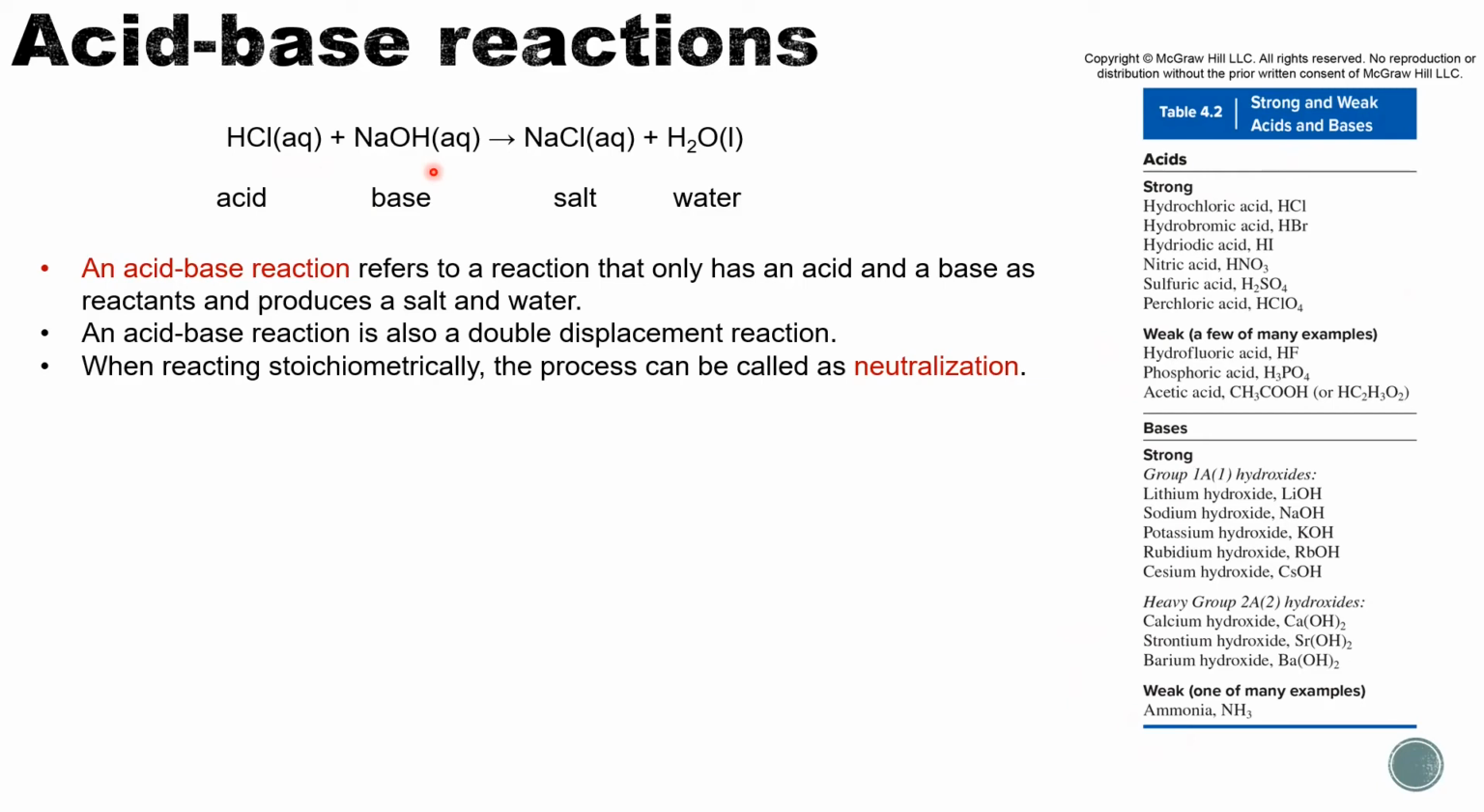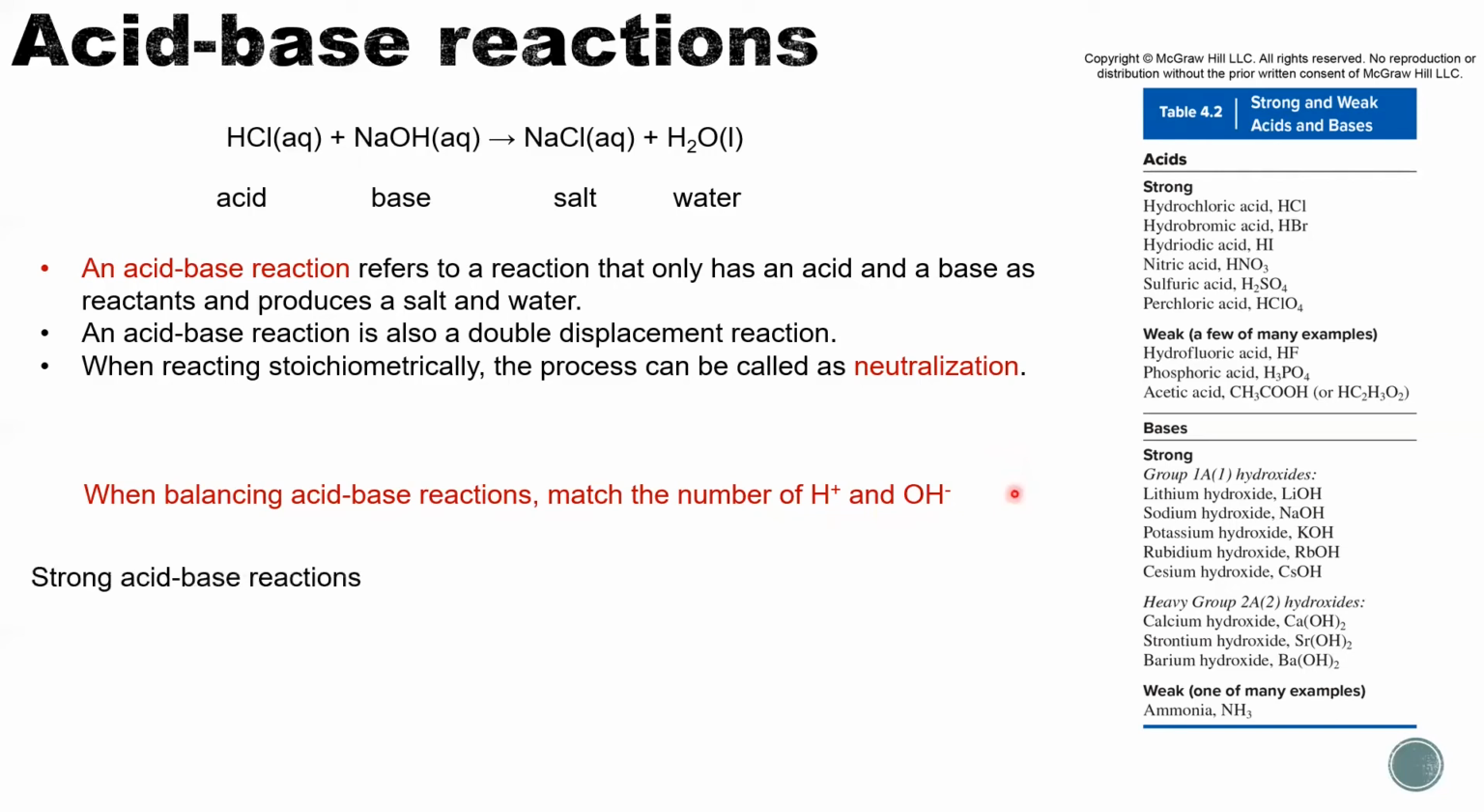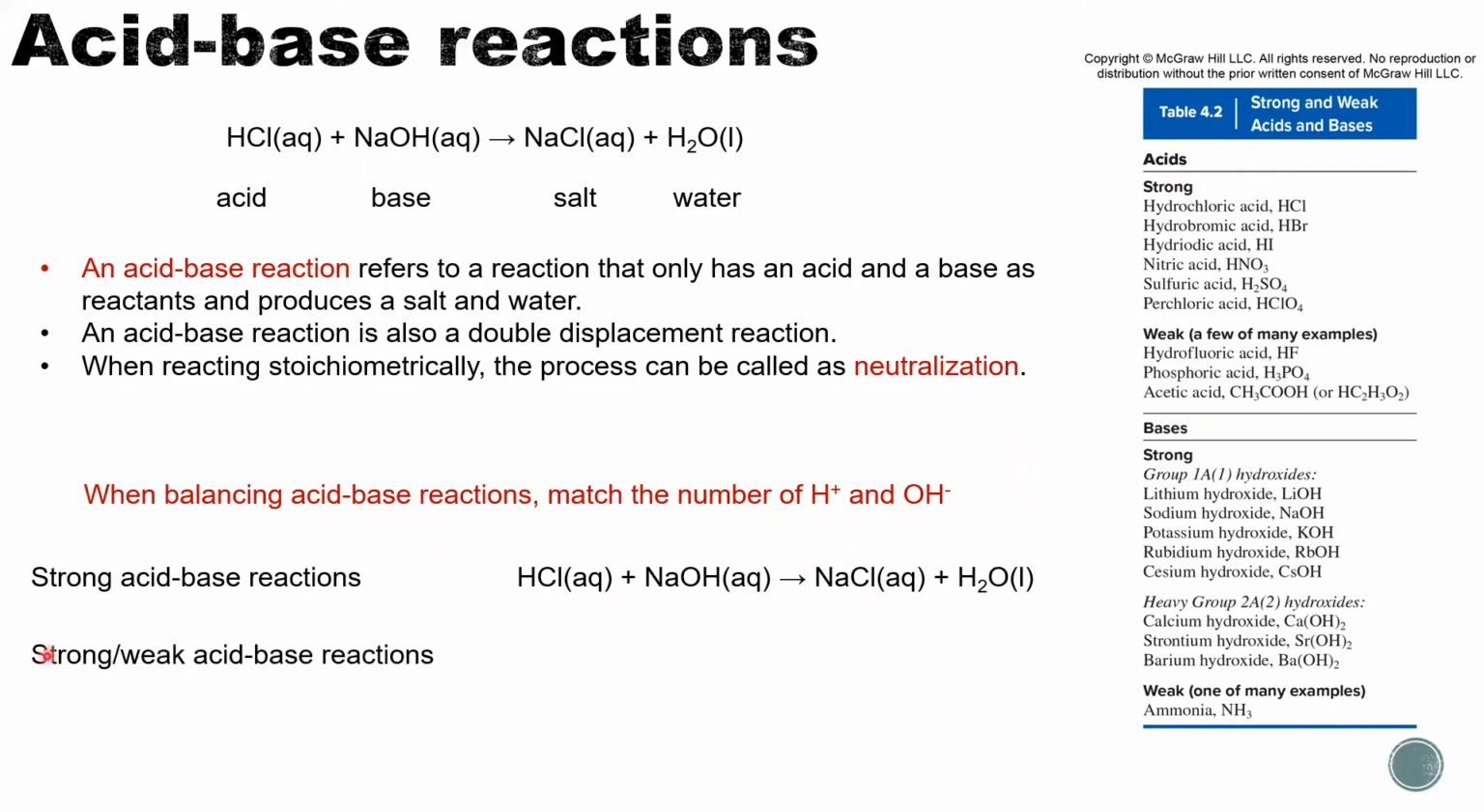When you balance acid-base reactions, a trick you can use is to match the number of hydrogens from the acid and hydroxides from the base. So for strong acid and base reactions, match the number of hydrogens and the number of hydroxides, and exchange them to produce salt and water. Also, if we have strong or weak acid-base reactions, when a weak acid or base is involved, follow the same procedure. Determine the number of hydrogens from an acid and match that with the number of hydroxides from a base, then exchange them to make a salt and water.